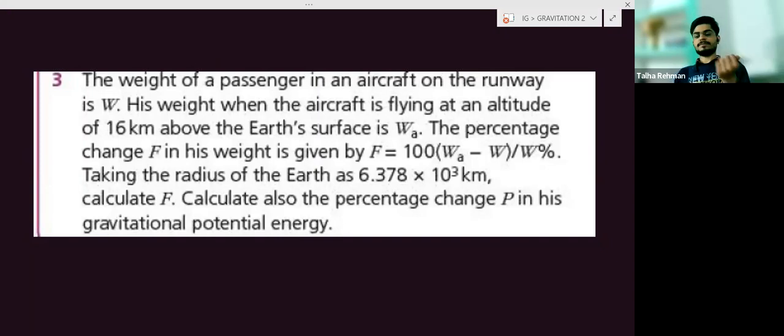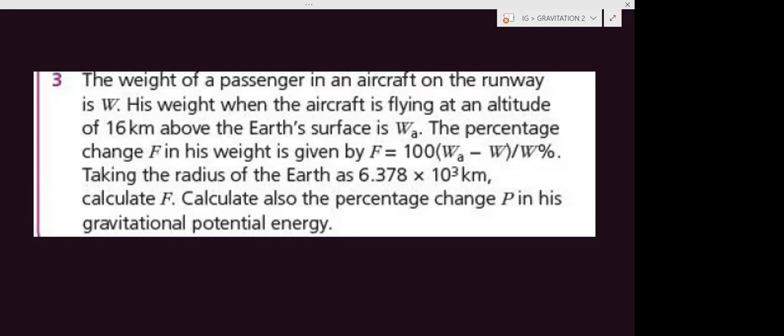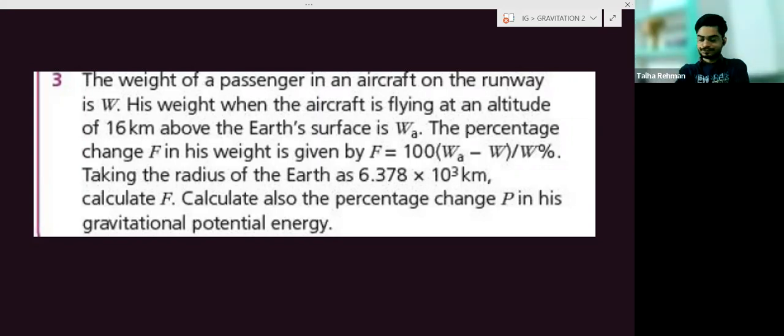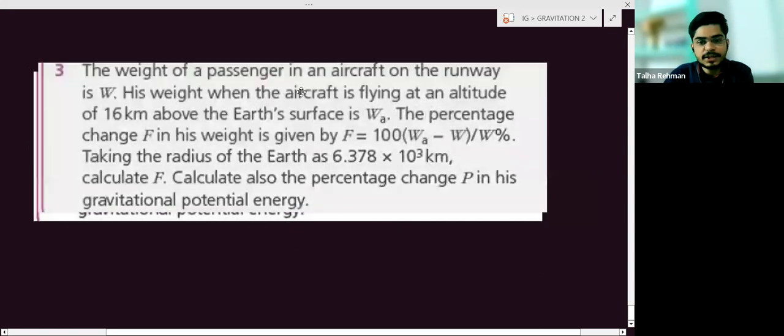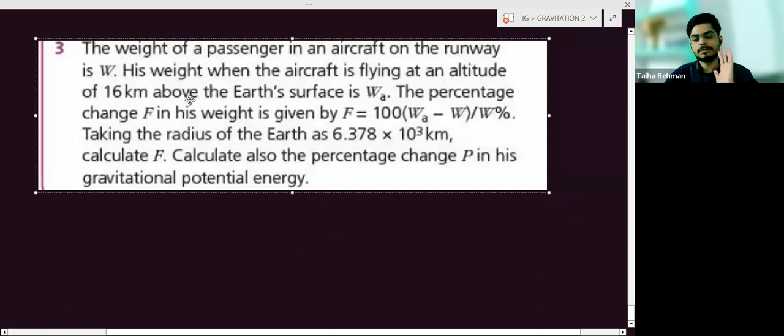Okay, Shavati, now see. Read it. Now, see. The weight of a passenger in an aircraft on the runway is W. His weight when the aircraft is flying at an altitude of 16 kilometers above the surface of the earth is WA.